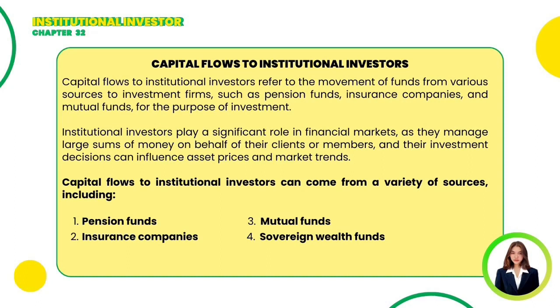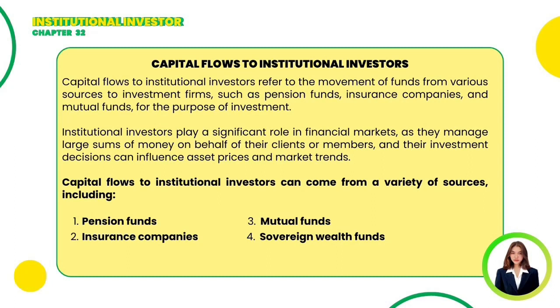Now let's talk about the capital flows to institutional investors. Scholars have studied the behavior of capital flows to institutional investors in great detail, so let's define these two important words. Capital flows to institutional investors refers to the movement of funds from various sources to investment firms, such as pension funds, insurance companies, and mutual funds for the purpose of investment. On the other hand, institutional investors play a significant role in financial markets as they manage large sums of money on behalf of their clients or members, and their investment decisions can influence asset prices and market trends.